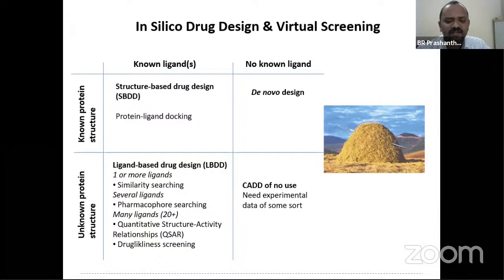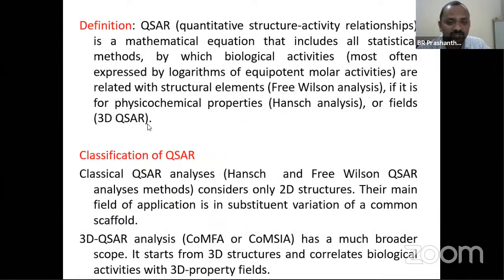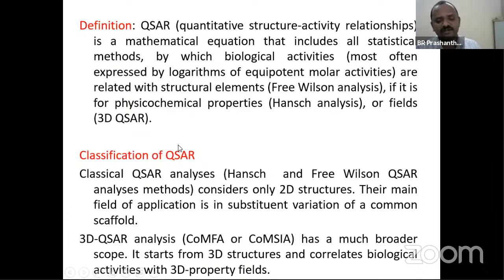So in this context, the QSAR comes into the picture, as we have seen in the third quadrant, when the receptor structure is not known and when the ligand structure is known. So some ligands are going to go and hit the target, thereby exerting the desired pharmacological action. If that part of the information is known, then we can take up the QSAR, quantitative structure activity relationships. So what is this quantitative structure activity relationship?